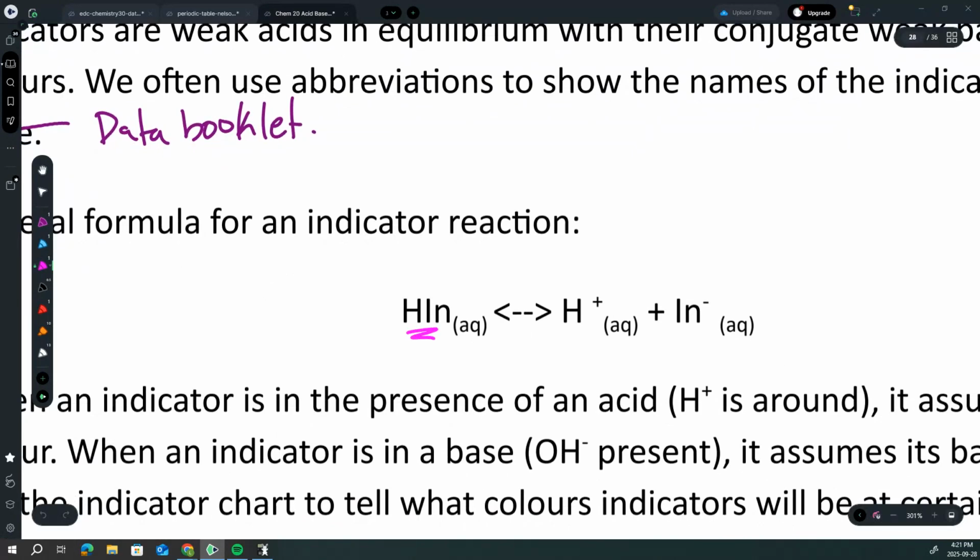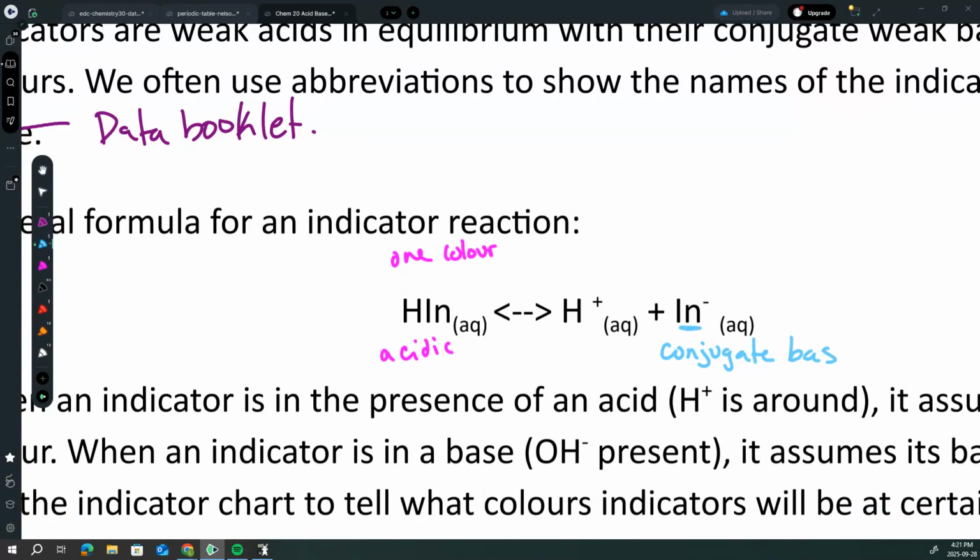So this is the acid form, or we'll just call this the acidic form, and this is going to be one color. I'm not going to specify which color just because it depends on which indicator you're using, whereas the conjugate base, which is here, is going to be some other color. And again, I'm not specifying because it just depends on what indicator you're using.